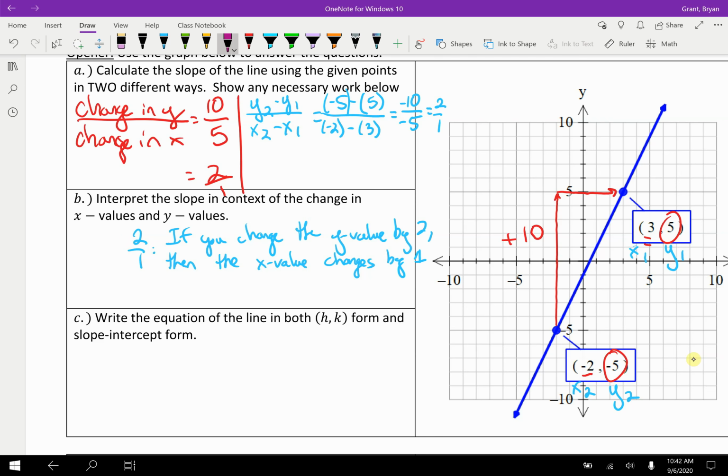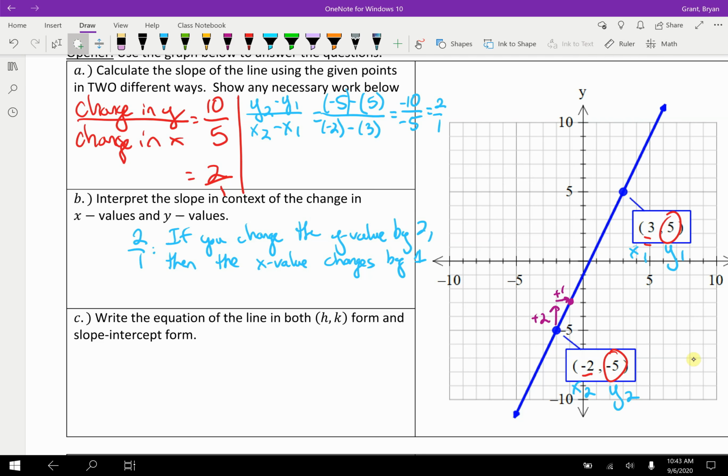If we change the y value by 2, it means that I'm going to increase my y value by 2. So I'm going to bring my y up by 2. Well, to stay on the graph, to stay on the blue line, what do we have to do? Well, then the x value changes by 1. And again, if the x is changing by a positive amount, it goes to the right. And we'll notice if we follow those instructions, it keeps us on the graph.